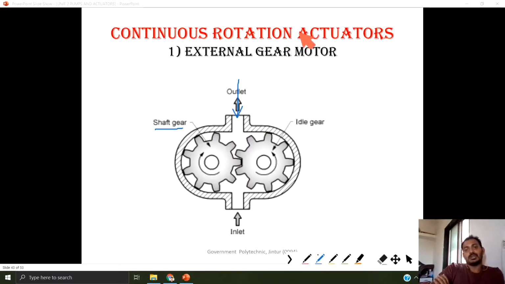Here we are getting continuous rotation. The first type is the external gear motor. The name itself is motor, because here we are converting fluid power into mechanical power. As output we are getting the mechanical power. This one is the first type.